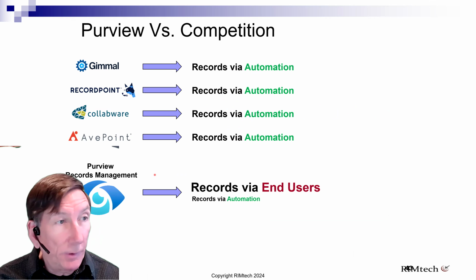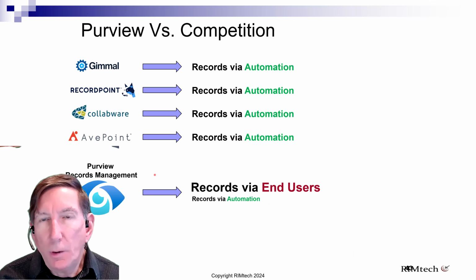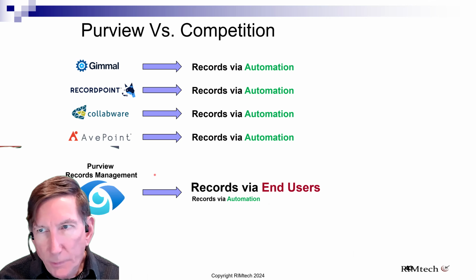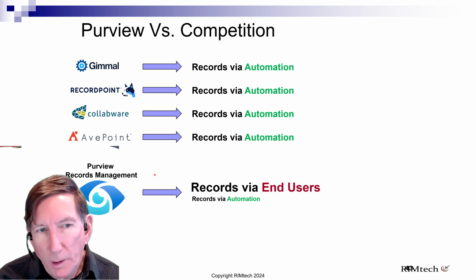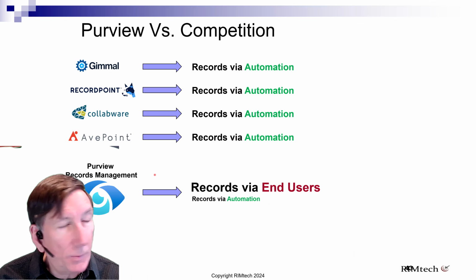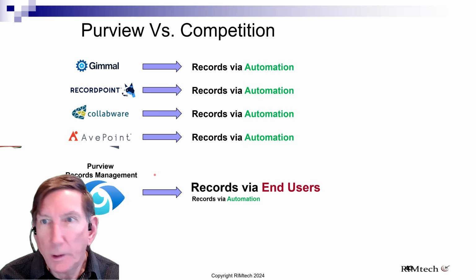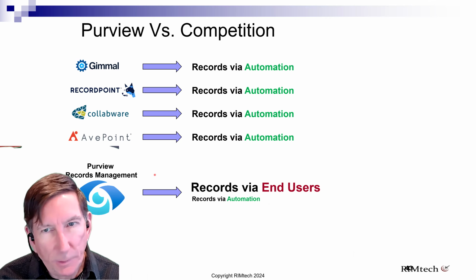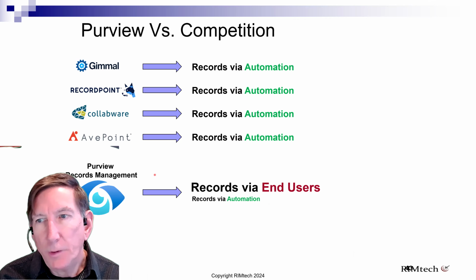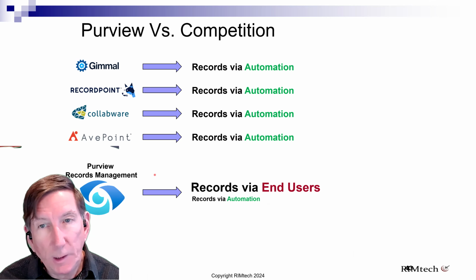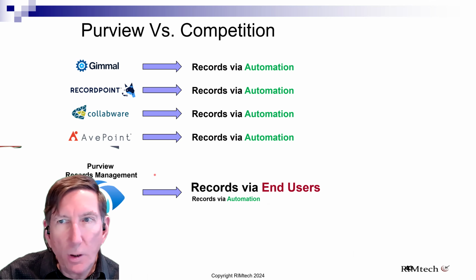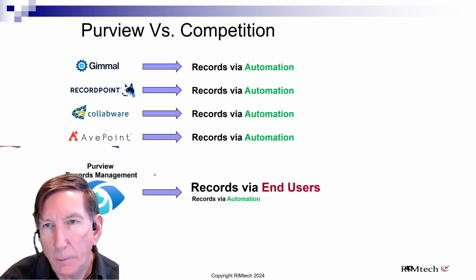Now, the only way to reverse it is with automation. So the other 4 products are automation forward. They assume their posture is, well, of course, we're not going to have the users do this. That wouldn't work. So it's all automation. With Purview, it's all from the end users, which is wrong, which will fail. But fortunately, they do have an automation capability. It's just not quite as strong as the other four, but it'll get you there.